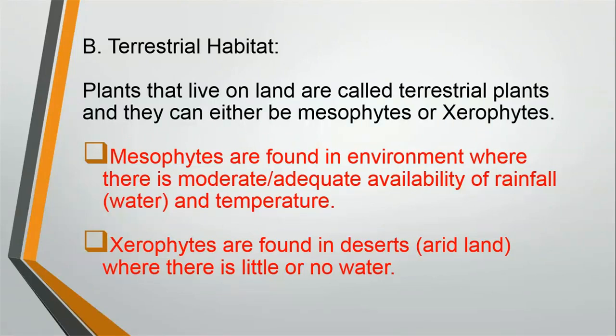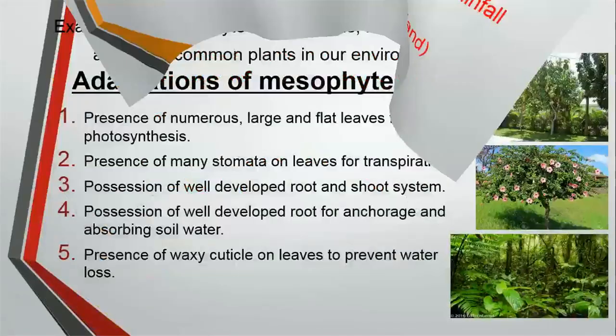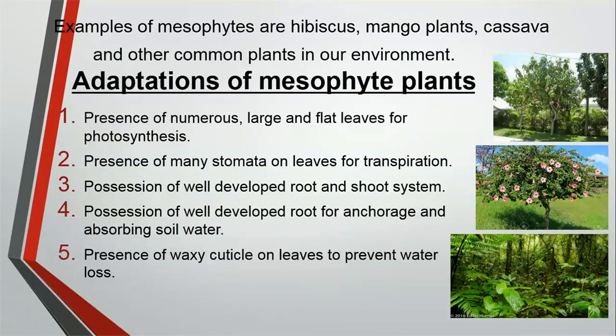However, for the xerophytes, they are found in deserts or arid land. That means another name for desert is arid land. They are found in places where there is little or no water. So the challenge of most xerophytes is water. They don't have access to water. Now, examples of mesophytes are hibiscus, mango plants, cassava, and other common plants in our environment.